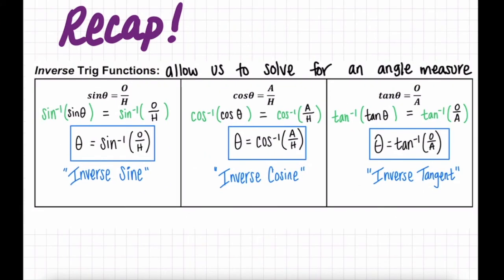So to quickly recap, our sine, cosine, and tangent functions are used to help us solve for a side length. If you're given an angle, you can solve for a side length. However, if we're given the side lengths and need to solve for the angle, now we have our inverse sine, inverse cosine, and inverse tangent functions.